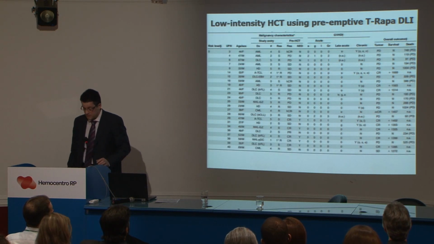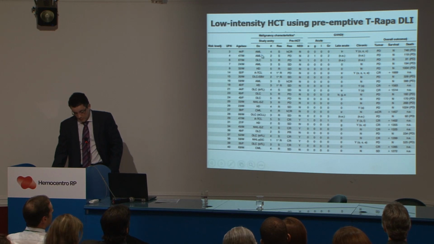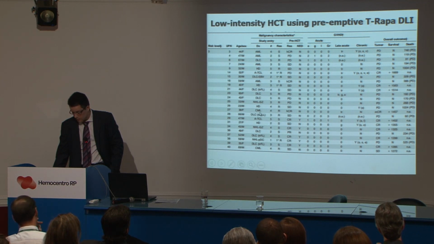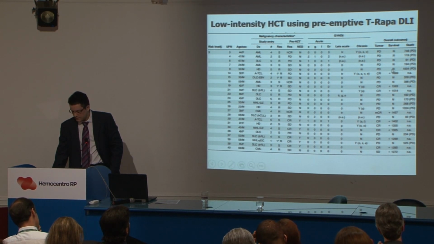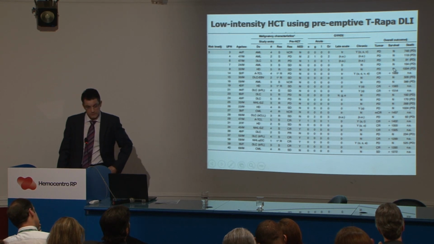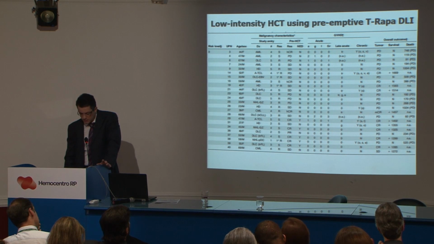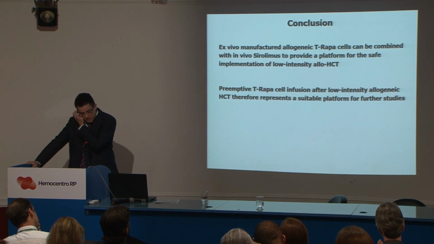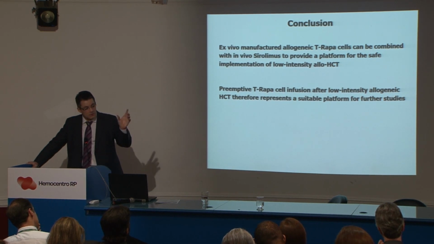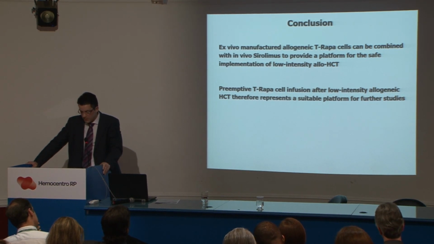But here I have the high-risk patients. So this is very heterogeneous because I have AML, lymphoma, and many other diseases together here, CML too. And if you look here, I have 26 patients, 15 died, 11 patients survived, okay? Just in general. So the conclusion of this study is that ex vivo manufactured allogeneic RAPA cells can be combined with in vivo sirolimus. We put sirolimus in the conditioning regimen and associate it with RAPA cells to provide a platform for the safe implementation of low-intensity allo HCT.